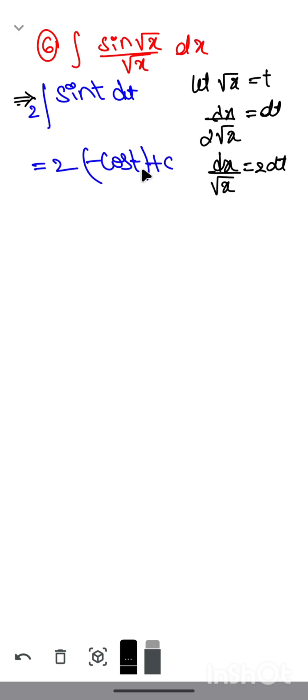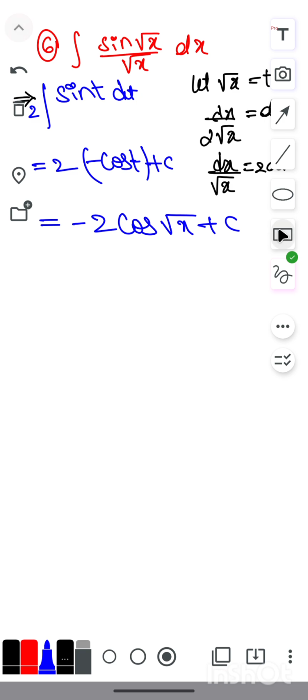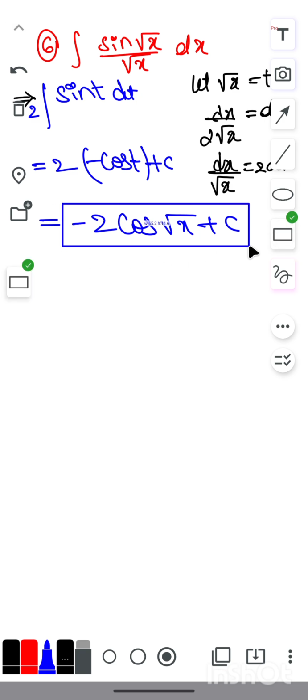But substitute back the value of t, because when the question was given in terms of x, you should write the answer also in terms of x only. So minus 2 into cos of t. t is nothing but root x, plus c. Finish. We found the answer to the given question. That is minus 2 into cos of root x plus c. Yeah, this is our required answer to the given question.